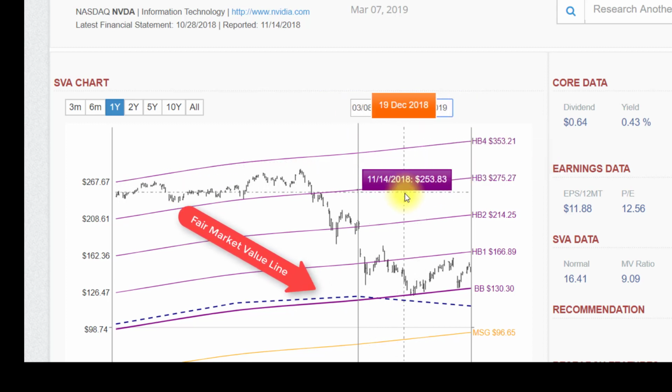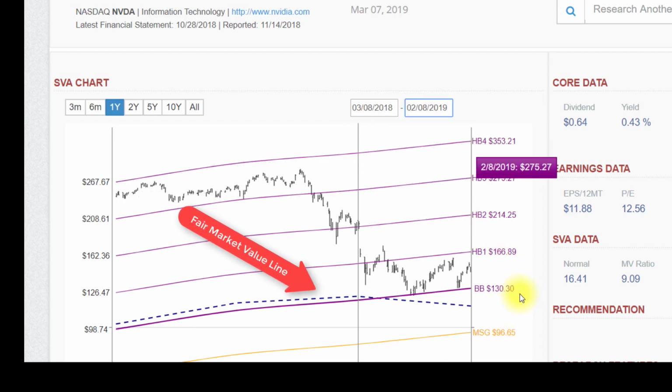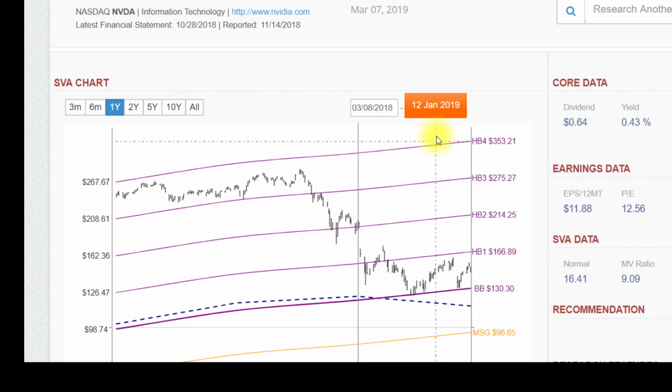But look what happened when it got down to its bubble price. That is very, very strong support, and this company found its feet and has had a nice bounce. And in fact, it's had two nice bounces. But the problem with Nvidia is that, unfortunately, the earnings and the fair market value are starting to fall away and may be in the process of pulling the company down with them.